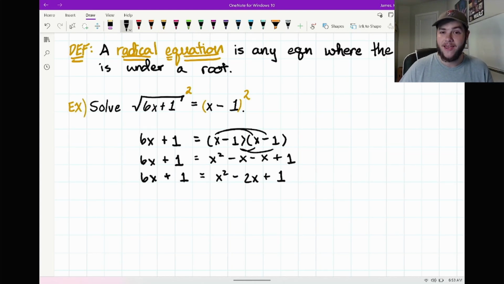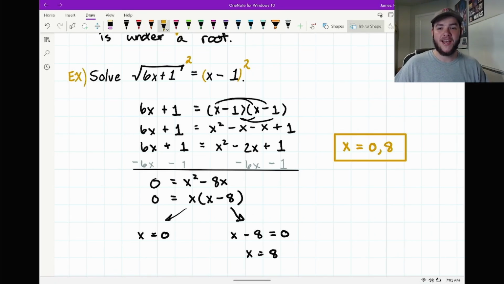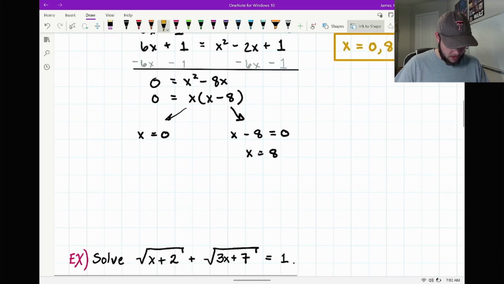And now I have a polynomial equation. See if you can pause the video here and finish solving this problem. The answer that I found was x equals 0 and 8. From this point, remember, I need to first move all my terms over to one side. I move them to the right side. Then I need to factor. And then I need to use the zero product property to get my solutions. You're welcome to pause the video here to check over my work. Otherwise, let's move on to another one.